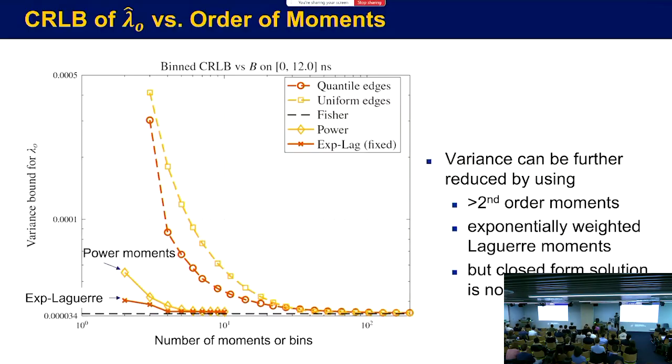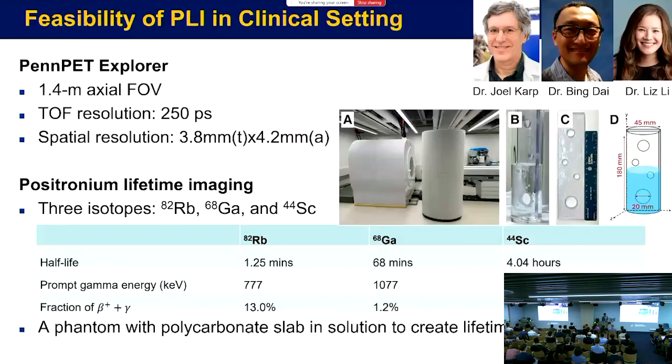Of course, you can reduce the variance by using more moments. The problem is there won't be a closed form solution if we have more measurements than unknowns. But once we don't require a closed form solution, we can actually use other weighting functions like exponentially weighted Laguerre moments to reduce the variance as well. So there's a lot of options there. That's one place the AI can help to find the optimum weighting function.